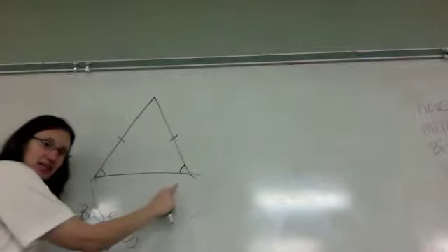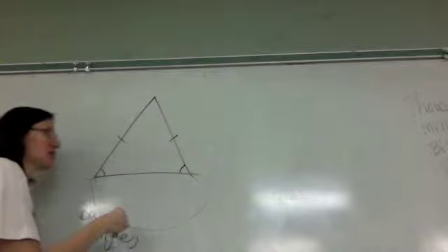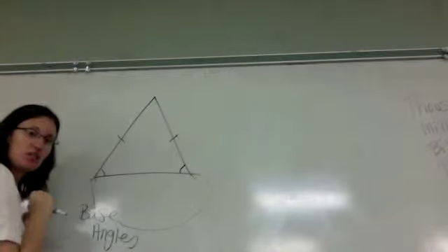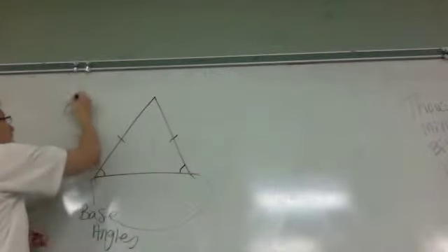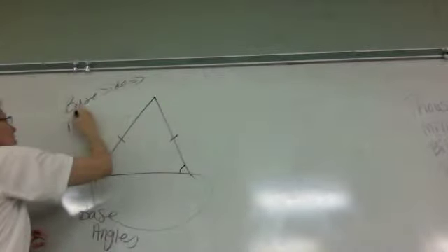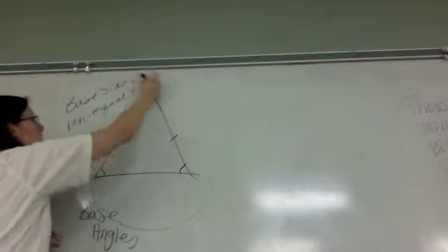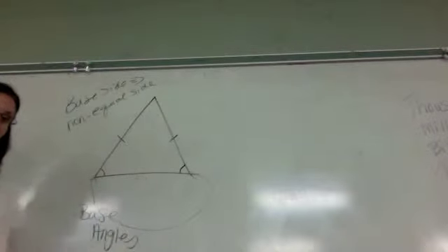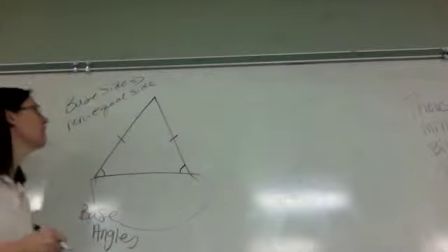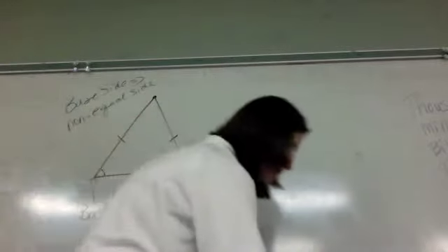Now, the base angles lie on the base side. So this side here is called a base, not because it's the bottom of the triangle like many of you think, but because it's the non-equal side. So your base side is the non-equal side. And that is where your base angles lie, on the base. This point up here is going to be your vertex.